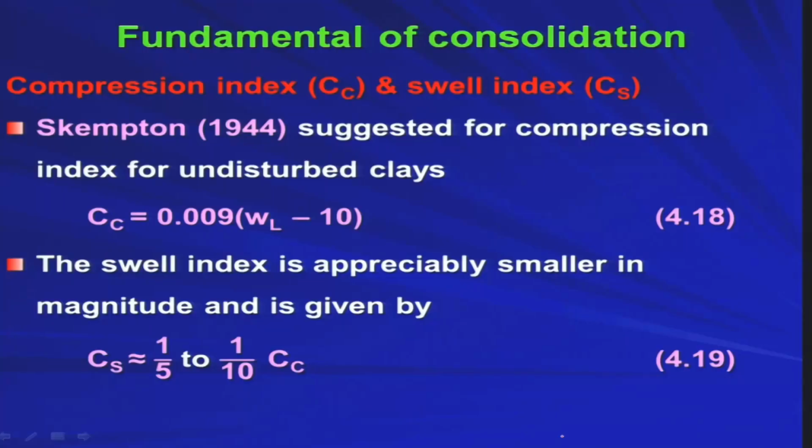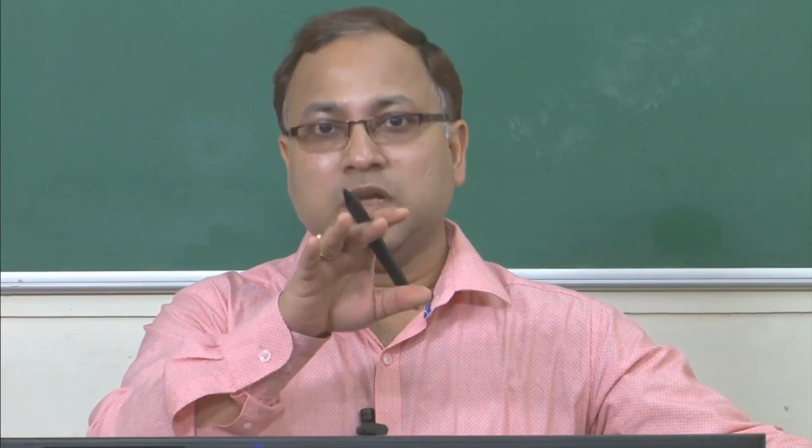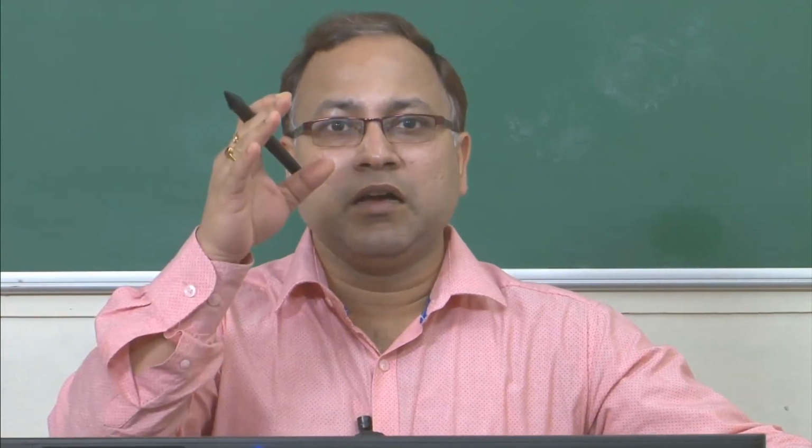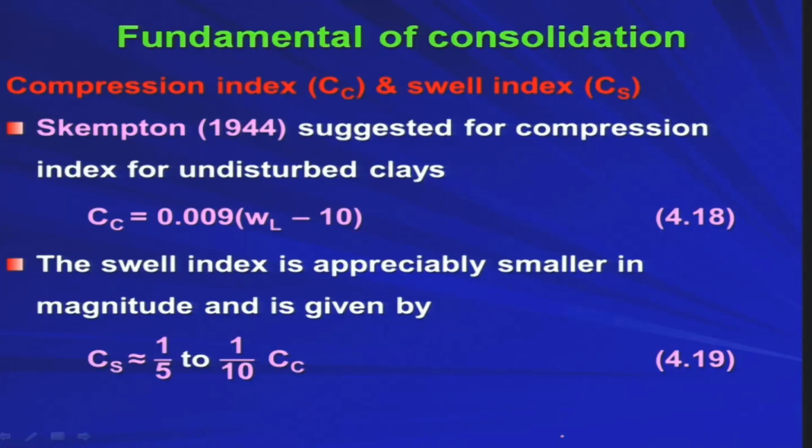Similarly, the swell index is appreciably smaller, as I told you, because you will get a flatter slope. Cc will be much higher than Cs, because in the case of normally consolidated soil you get a steeper slope, whereas in the case of over consolidated soil you get a flatter slope. So, Cs is associated with over consolidated soil. The swell index is appreciably smaller in magnitude and is given by Cs approximately equal to 1/5 to 1/10 of Cc. So, now you can see the order of Cs. Cs is much lower than Cc.